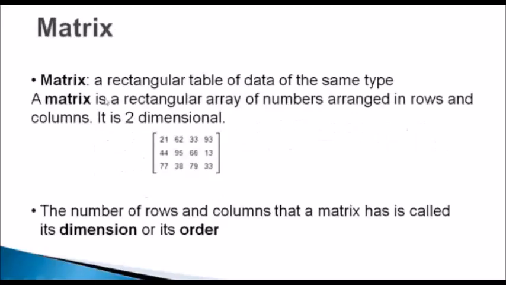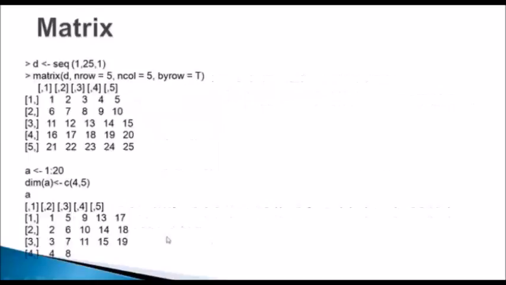Okay. Now, a matrix is a rectangular table of data of the same type, right? So now we are talking about defining a rectangular array of numbers arranged in rows and columns. It's two-dimensional, right? This is what a matrix is. The number of rows and columns that a matrix has is also called its dimension or its order. Now, how do I represent that?